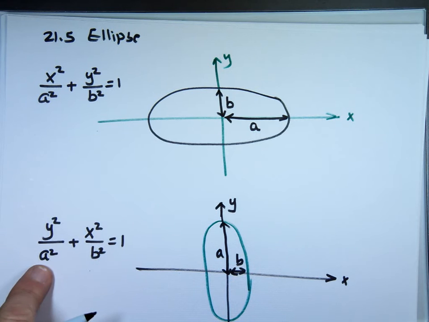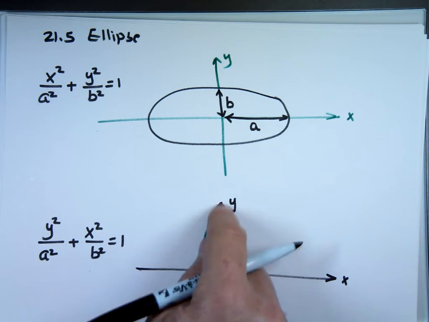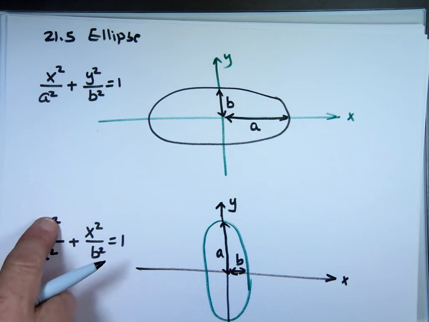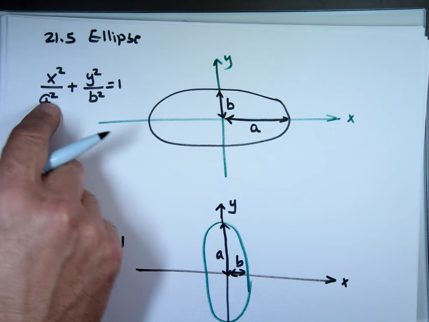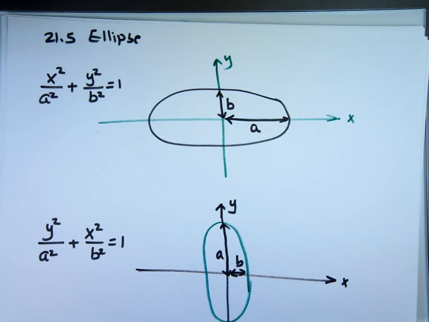So A is always going to be the direction where the longer side is. A is actually on the y-axis. That's why A is under y. A here on the x-axis, that's why it's sitting under x. So that's one way to remember that.